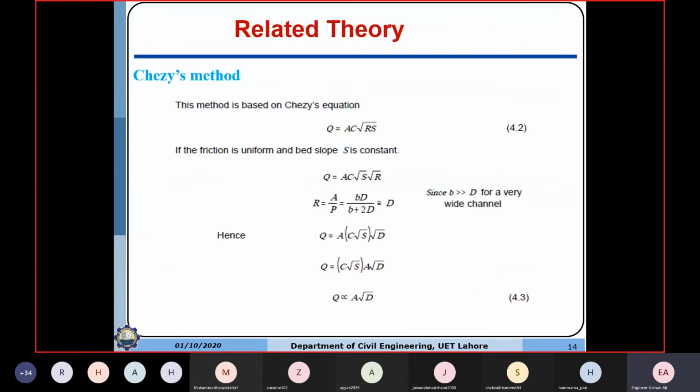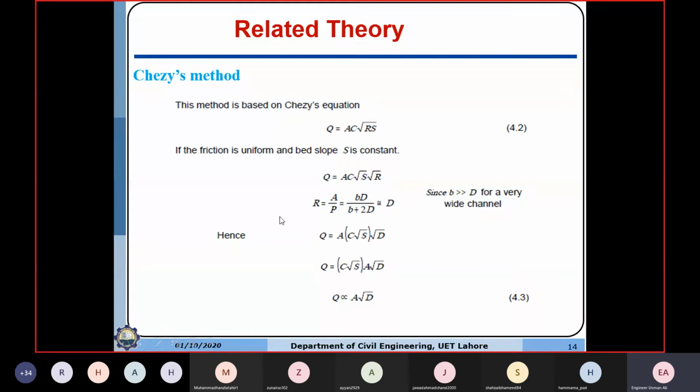Now second method is Chezy's method, which is also called as A under root D method. Chezy's method or A under root D method. So this is the governing equation, Chezy's equation, Q equals A C under root RS. Now this method is valid for a very wide river. तो यहाँ हम assume कर रहे हैं कि एक wide channel है.